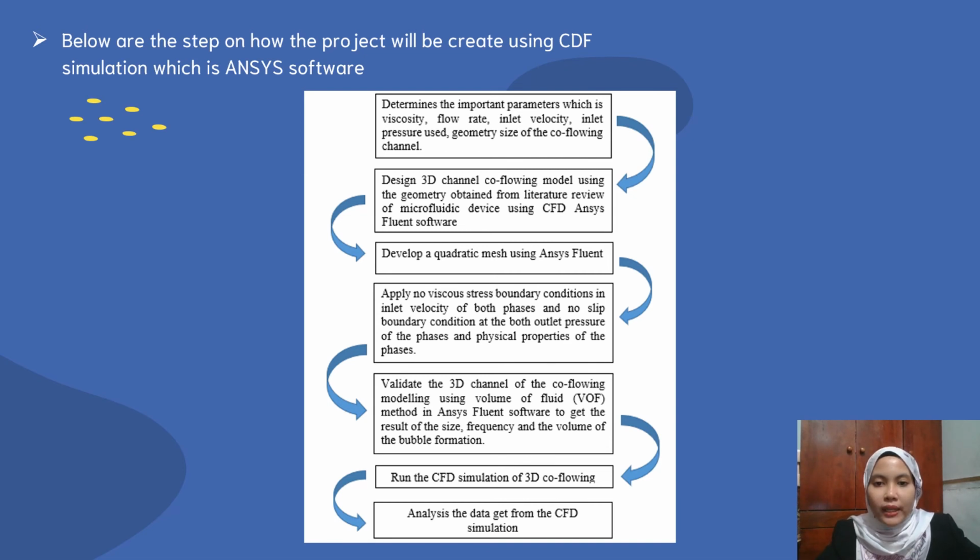Next, I will apply the boundary condition of inlet velocity for both phases with no viscous stress, and I will also apply the boundary condition at both outlets with pressure and the no-slip condition, and I will also apply the physical properties of the phases. Next, I have to validate the 3D co-flowing channel model using the volume of fluid (VOF) method in ANSYS Fluid software to get the results of the size, the frequency, and the volume of the bubble formation.